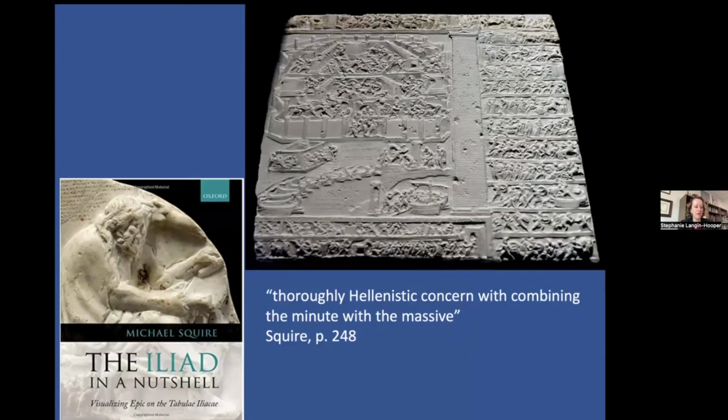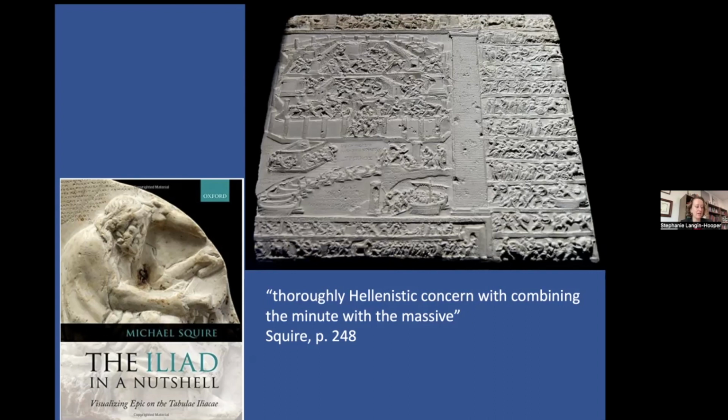size. Michael Squire, in his analysis of miniature Iliad tablets, has similarly remarked on the thoroughly Hellenistic concern with combining the minute with the massive. James Porter proposes that the appeal of such juxtapositions was not simply about small-scale refinement, but also the tension produced through this paradoxical contrast of opposites.